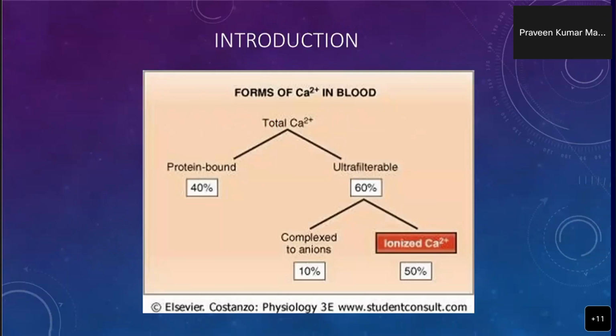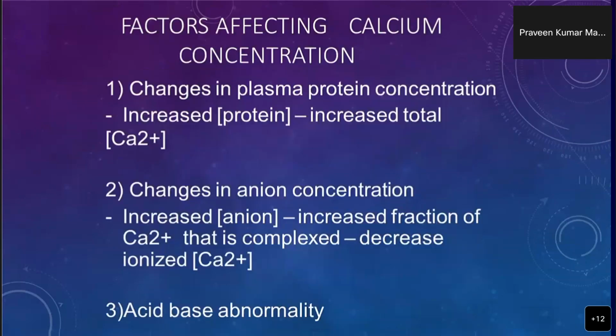Calcium is broadly divided into protein bound and ultrafiltrable. The protein bound is 40% and the ultrafiltrable is 60%. The ultrafiltrable is further divided into complex ions and ionized calcium. Ionized calcium accounts for about 50%. The most common and very important in the disorders of calcium metabolism is the ionized calcium, and I will be discussing this in the next slides.